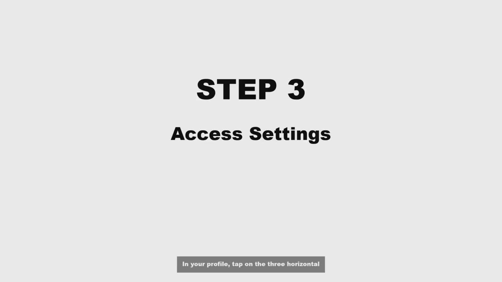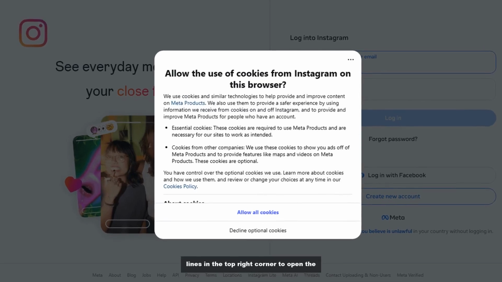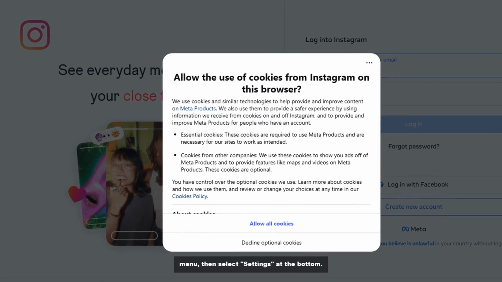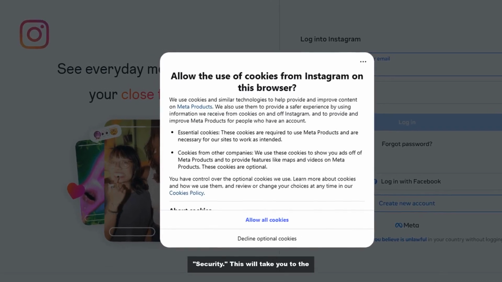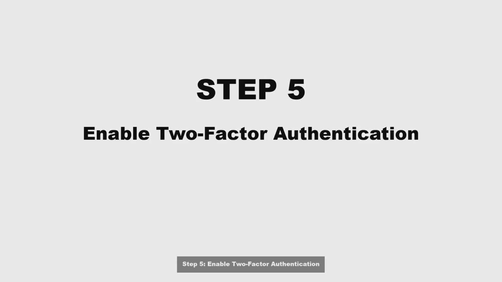Step 3. Access Settings. In your profile, tap on the 3 horizontal lines in the top right corner to open the menu, then select Settings at the bottom. Step 4. Select Security. In the Settings menu, find and tap on Security. This will take you to the security options for your account.